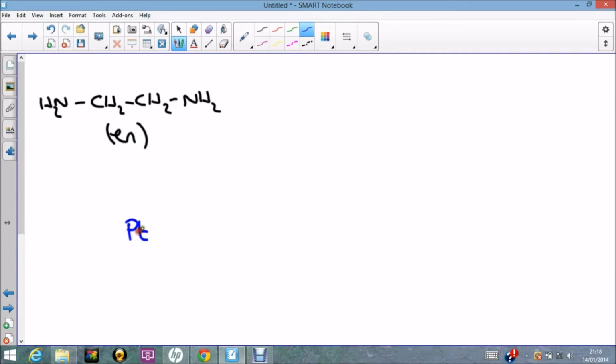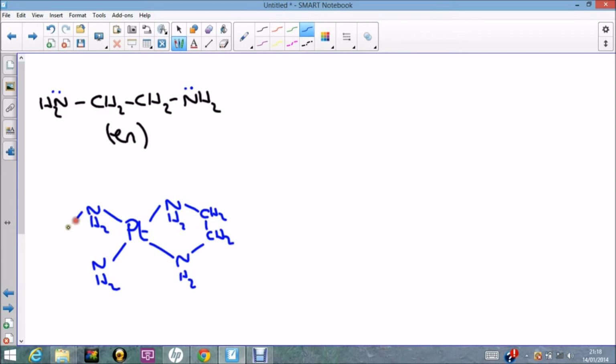So the answer, we'll put the platinum in the middle, draw that square planar shape around it. It's the nitrogens in this molecule that have the lone pairs, so we put them on first, and then we just complete the rest of the molecule around it. There we go, and once again it's square planar, so the bond angle will be 90 degrees.